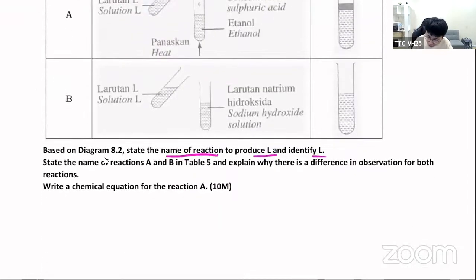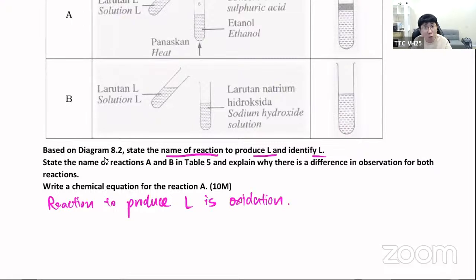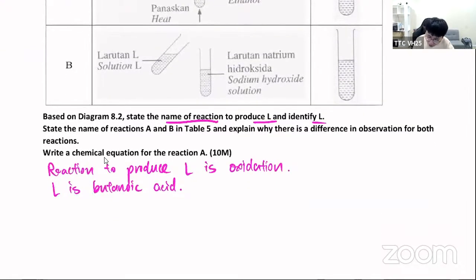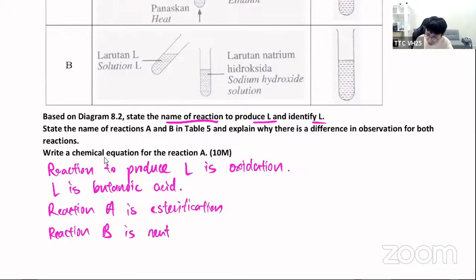So here, number 1, the reaction to produce L is oxidation. Okay, and who is L? L is butanoic acid. 2 marks. Yay. Once you know it's butanoic acid, we say that reaction A is esterification. Then reaction B is neutralization.